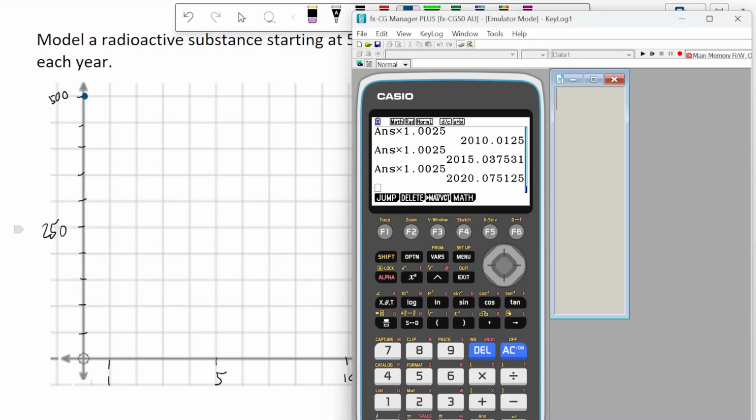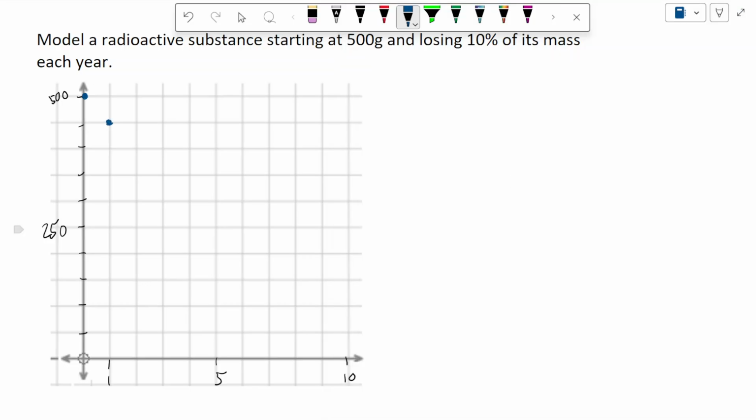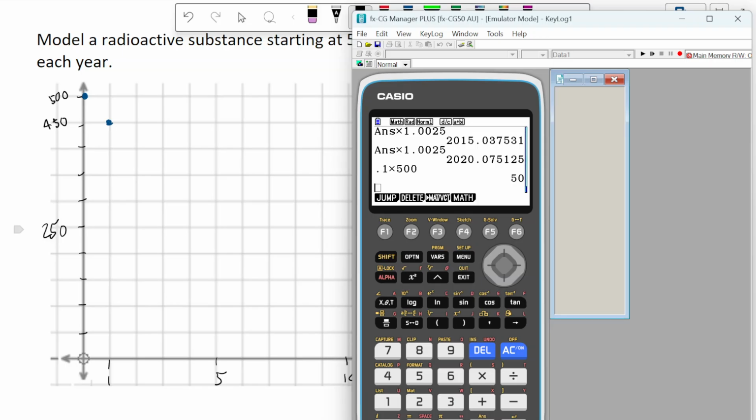So what is 10% of 500? Well, you can go 0.1 times 500 to get 10%. So that's 50. So I would expect maybe after 1 year, I'm at 450 grams, because I've lost that 50, which is 10%. Now that was a little bit slow to work out because I had to do a few different steps.